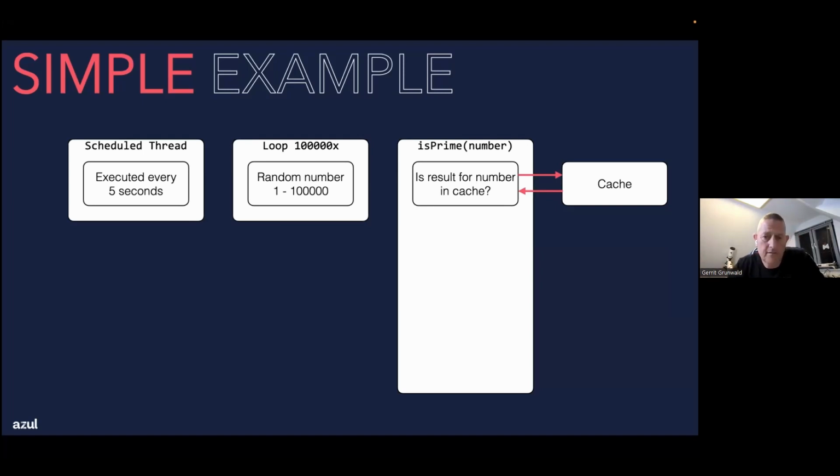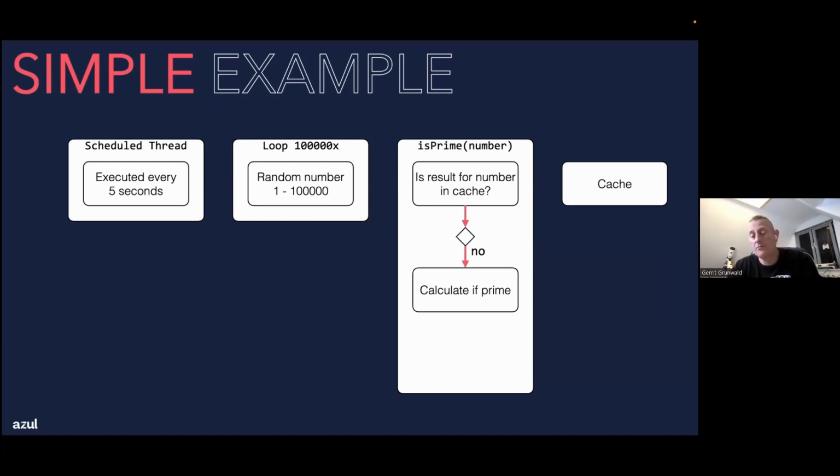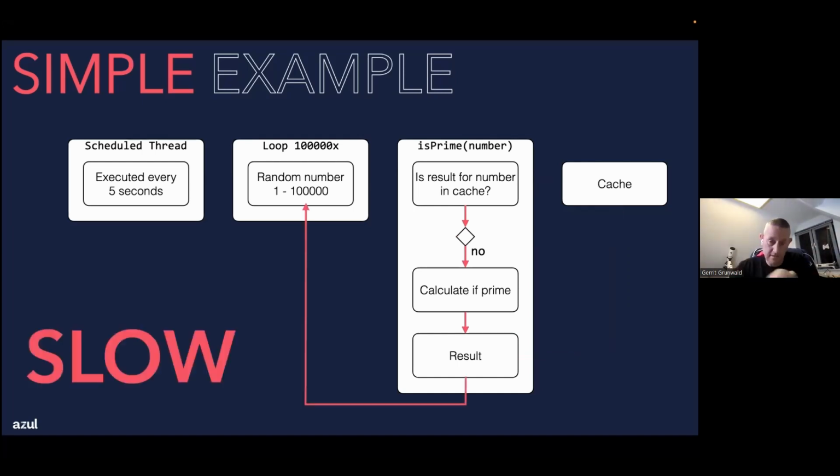If the result is in the cache, then the prime number method will return the result directly, which is fast because it comes just from memory, no computation needed. But if it's not in the cache, it has to calculate the number, and if it's a large number, it takes longer. Then it gets the result, stores it in the cache, and returns it. So this is probably slower, right?